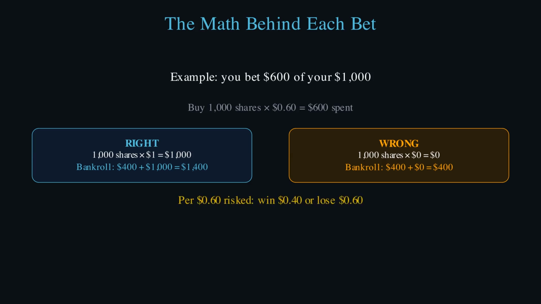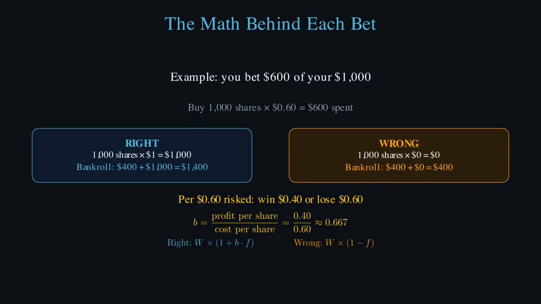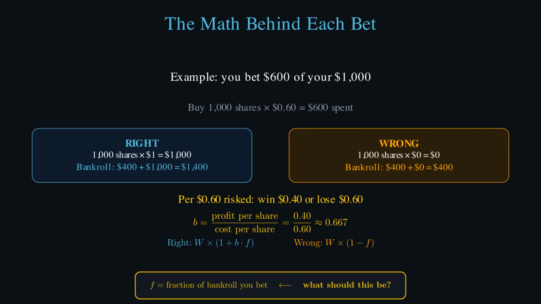For every 60 cents risked, you gain 40 or lose 60. We call this payout ratio B. F is the fraction of your bankroll you bet. This is the variable we need to find. You believe the probability is 75%.